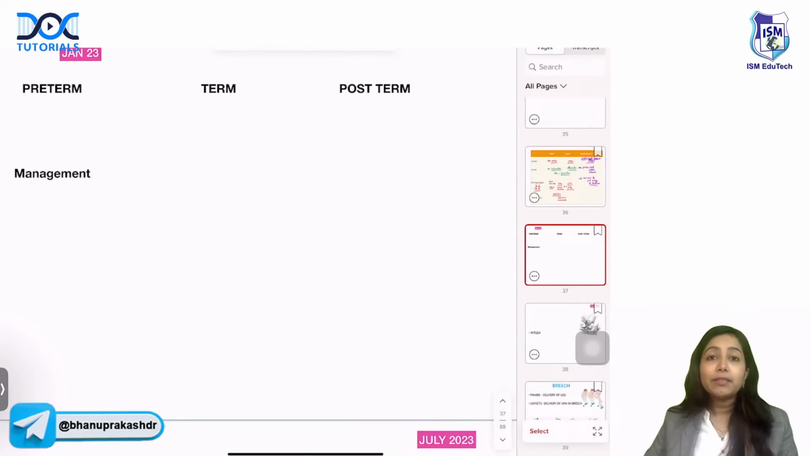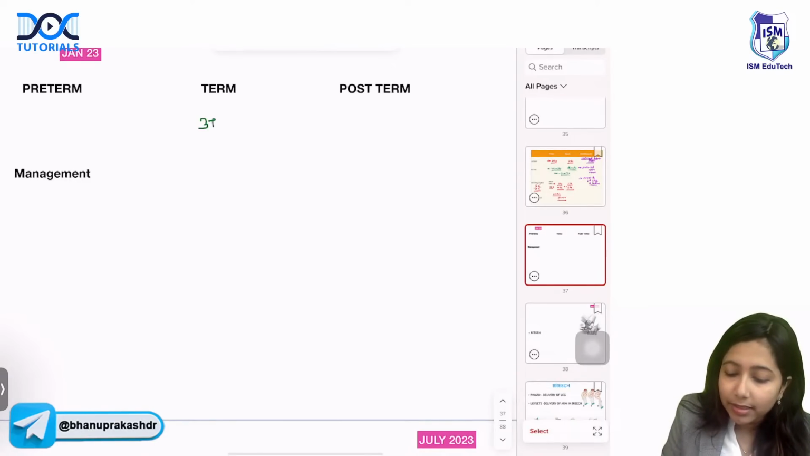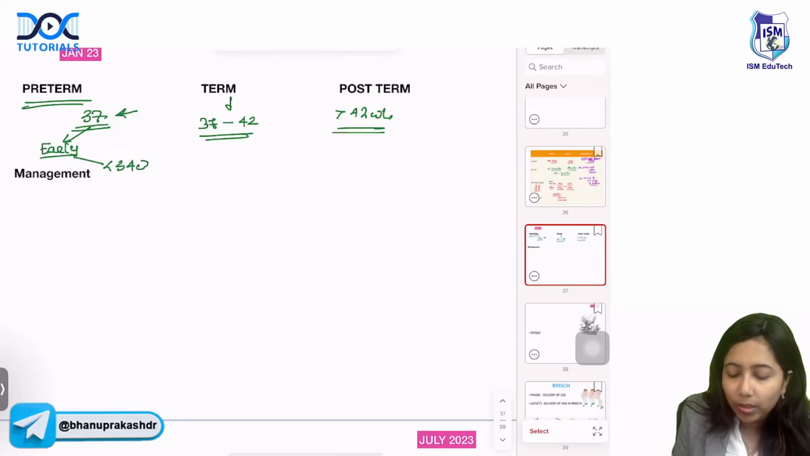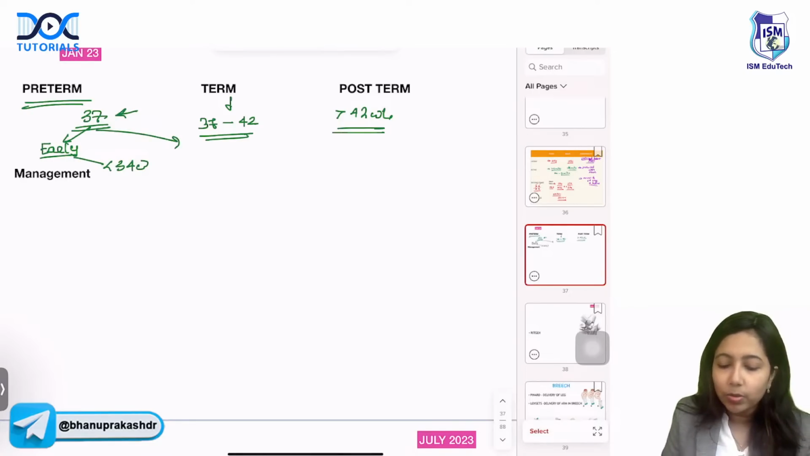What is meant by term, preterm, and post-term? Term is between 37 weeks till 42. Beyond 42, we'll call it post-term. Less than 37 is preterm. This less than 37 can be divided into early preterm, which is less than 34 weeks, and late preterm, which is between 34 and 37 weeks.